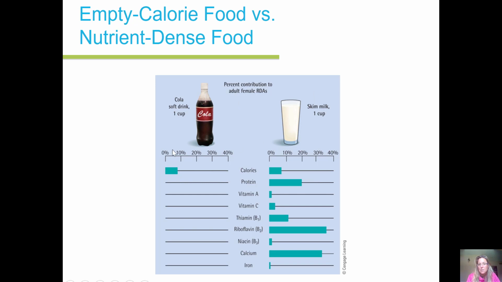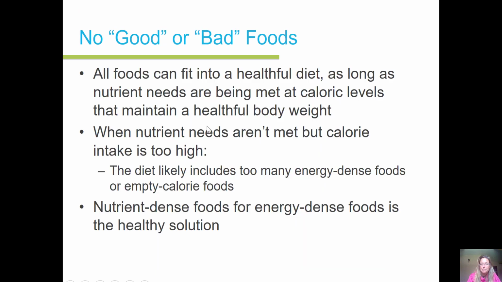They're both just 1 cup. You can see that the cola basically is just an empty calorie food. It provides no nutritional value as far as any vitamins or minerals, but it just provides calories. On the other hand, the skim milk provides roughly about the same amount of calories, but look at all the key nutrients that skim milk does contain. So definitely a nutrient dense food like skim milk is something that you'd want to consume over an empty calorie food like soda. So yeah, it can fit into a healthful diet as long as the nutrient needs are met at caloric levels that maintain a healthful body weight.